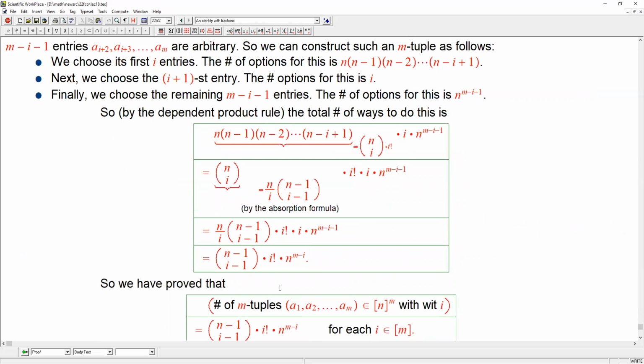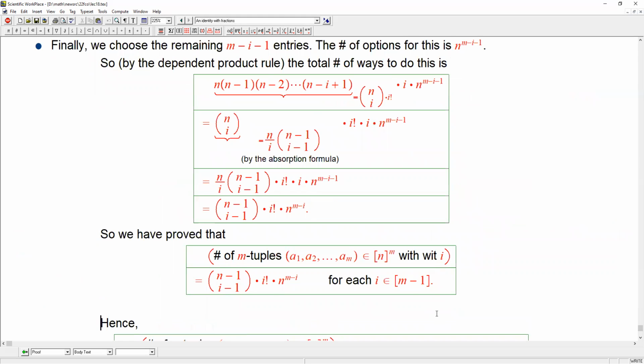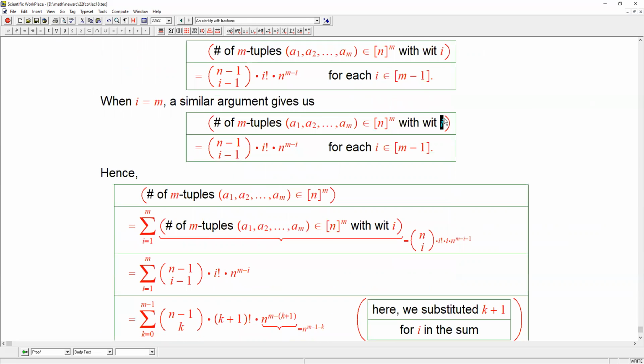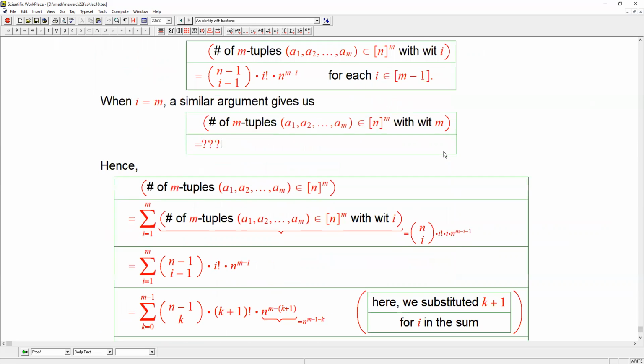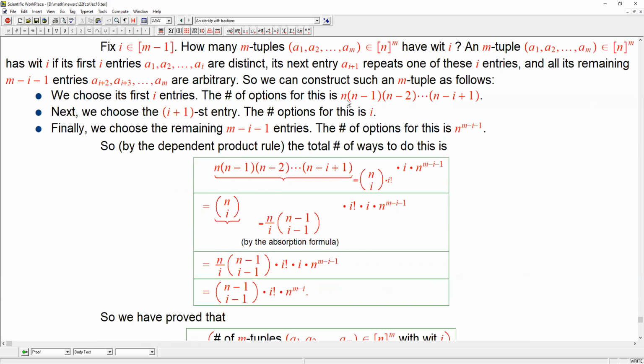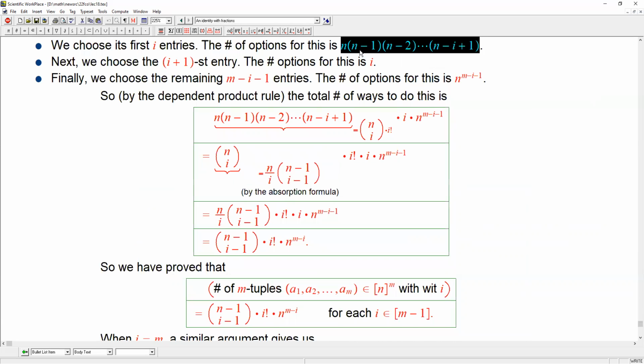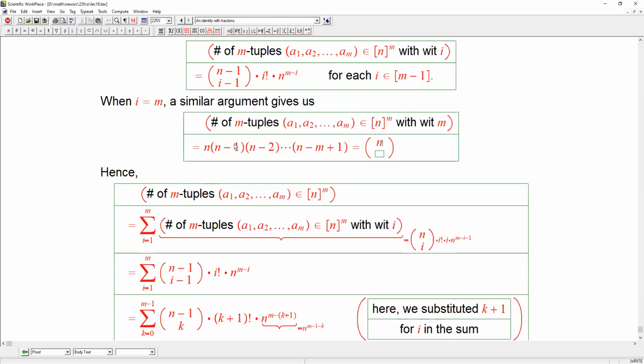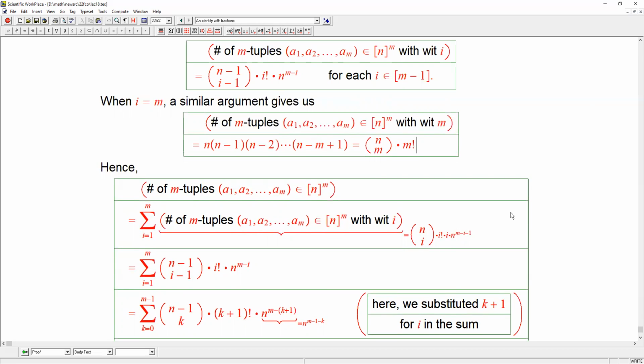So what we have proved is still true if i is not m. The only exception is when i is m. So when i equals m, a similar argument gives us that the number of these tuples with width m equals, well, it's much easier. It's really just this product. And so it's n times n minus 1 times dot dot dot times n minus m plus 1, which is the numerator of n choose m, so it's n choose m times m factorial.